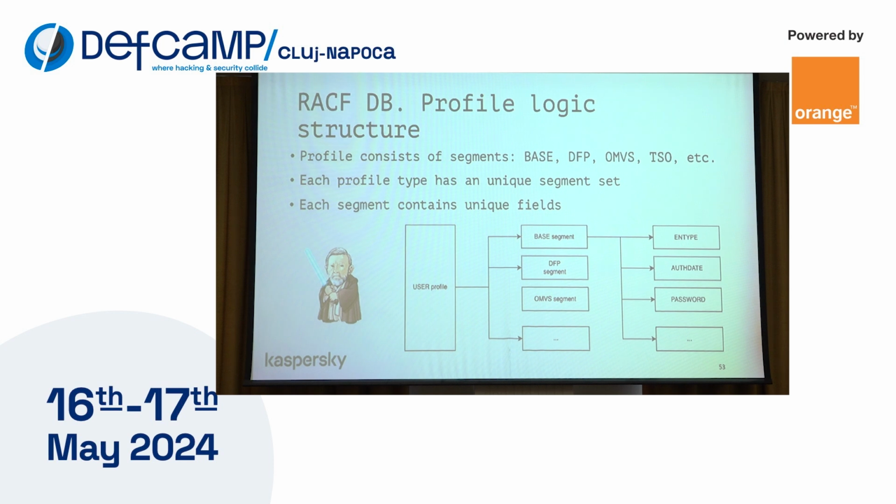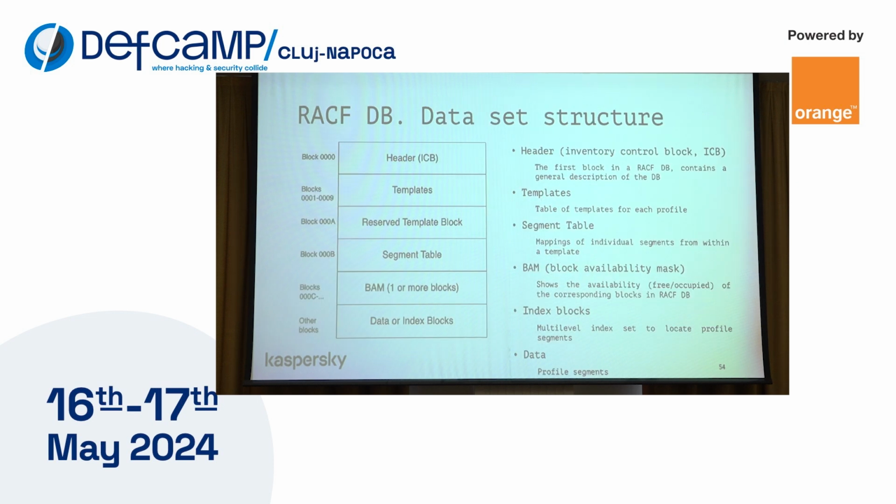Each resource profile consists of some unique set of segments, and each segment contains a unique set of fields. For example, the user profile contains a base segment, and the base segment contains a password field, and the password field stores the user password hash, for example.